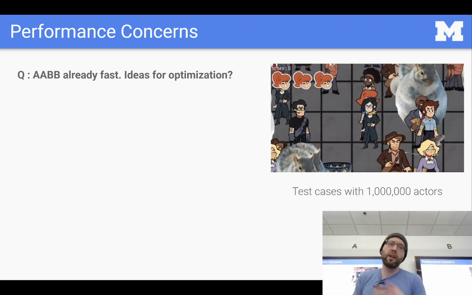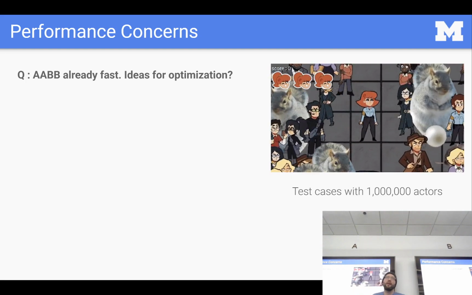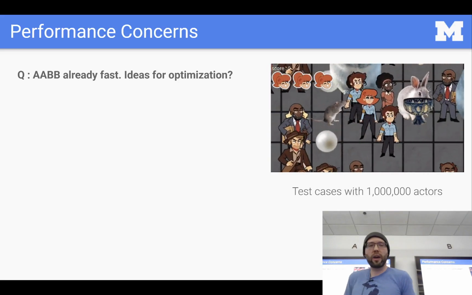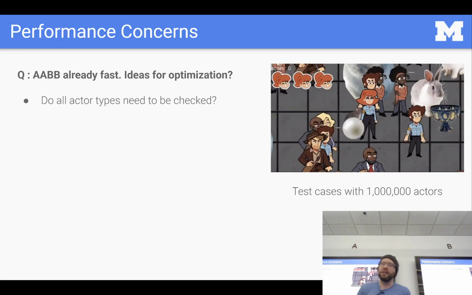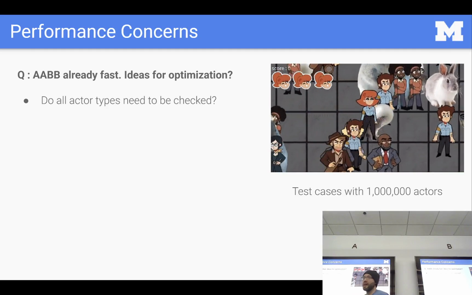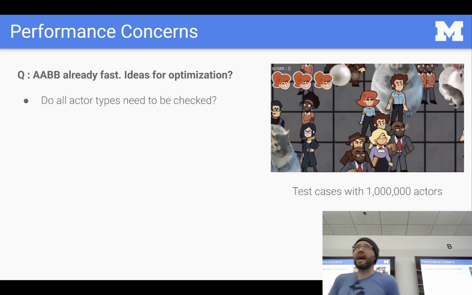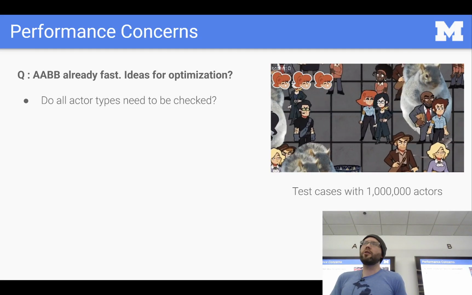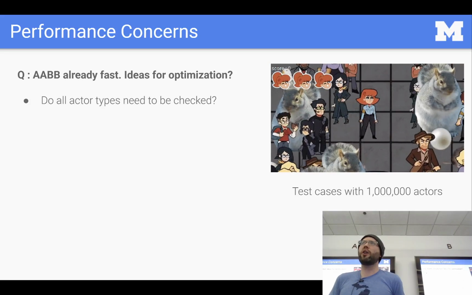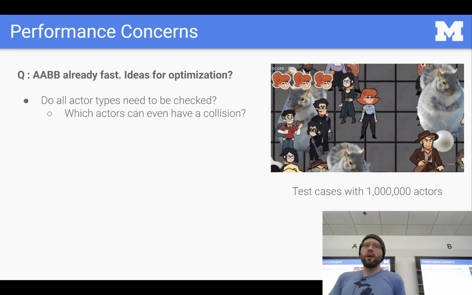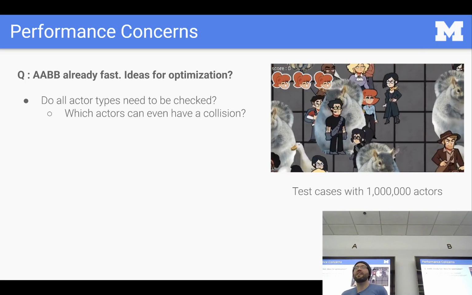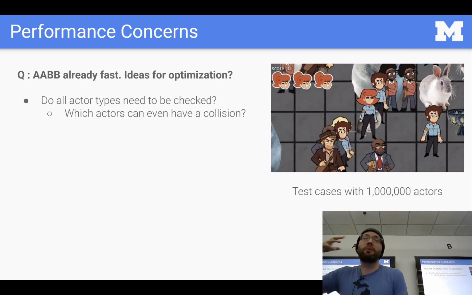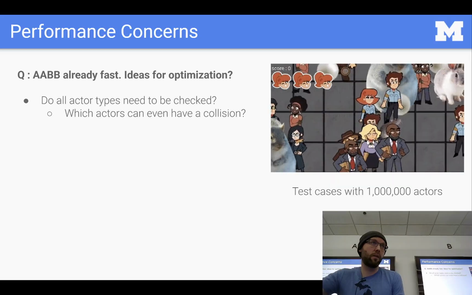What are we going to do here? All right, AABB is being used, and we can see that AABB is very fast, but it's not fast enough. Okay, do we have any ideas for optimizations? One big optimization you can make that's extremely easy, outrageously easy, you just have to think about it, is: do all actor types need to be checked, and against which other actors must they be checked? Okay? Because which actors can even have a collision? Some actors can have a collider, some will have a trigger, some will have both, and some will have none.